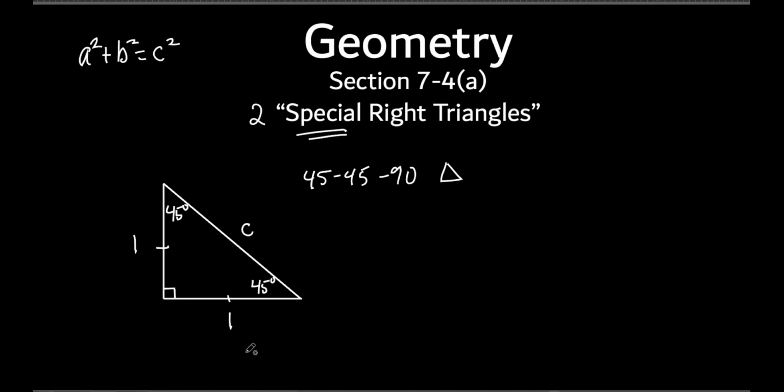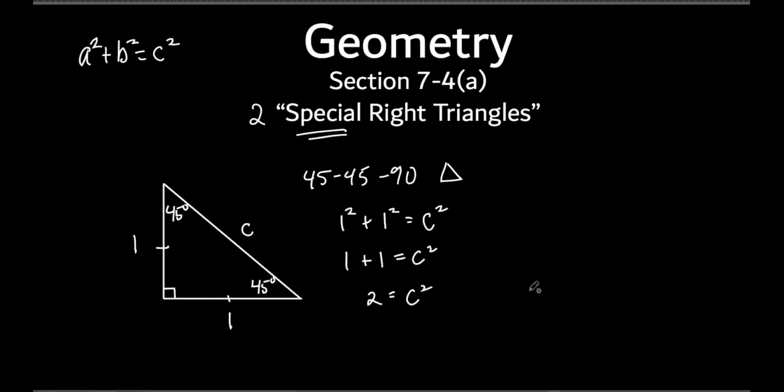Yeah, do Pythagorean theorem. Exactly right. So what am I going to put in? 1 squared plus 1 squared equals C squared. All right, let's do the math. What's 1 squared? 1 plus 1 equals C squared. What's 1 plus 1? 2 equals C squared.